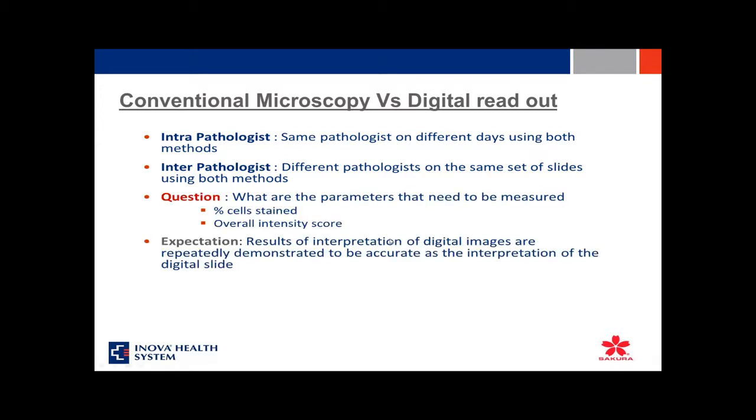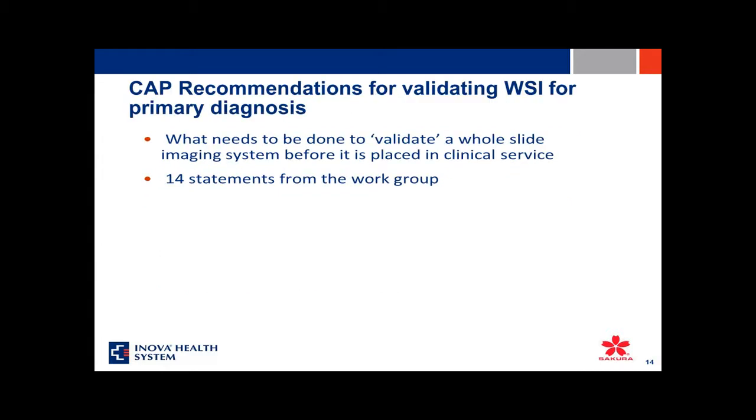And again, what are the parameters that we measured here? Since we were talking about breast predictive markers, we used the same criteria. We used percentage cells stained and overall intensity score. And our expectation was that results of the interpretation of the digital images are as accurate as the interpretation of your manual slide. But again, your acceptability deviations have to be set forth by the medical director. CAP, the college, also had some recommendations for validating whole slide imaging systems for primary diagnosis.